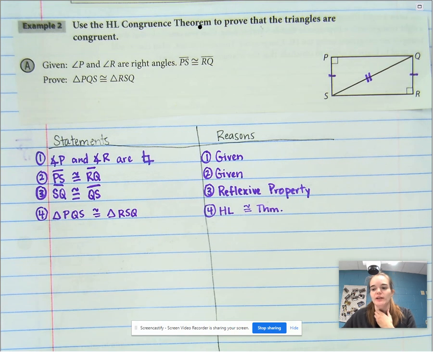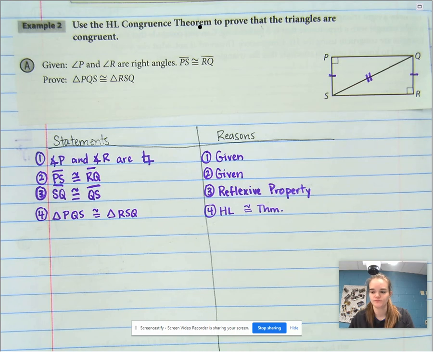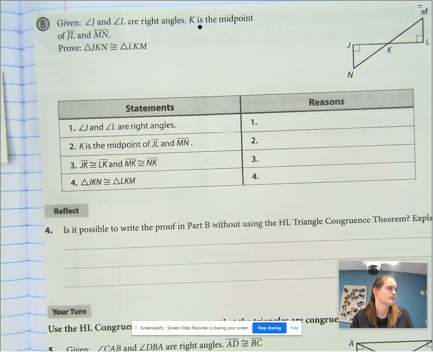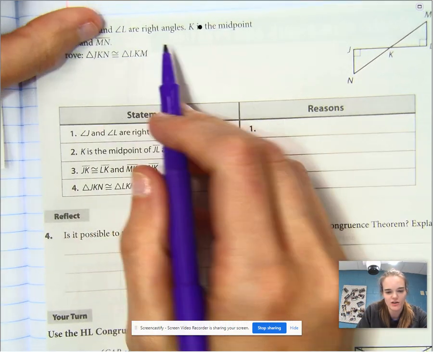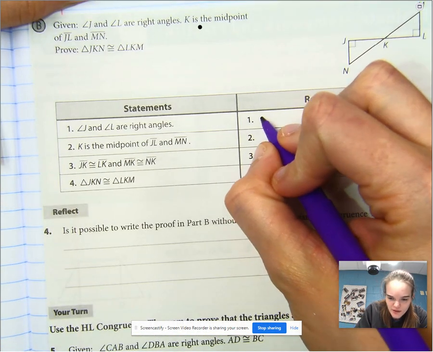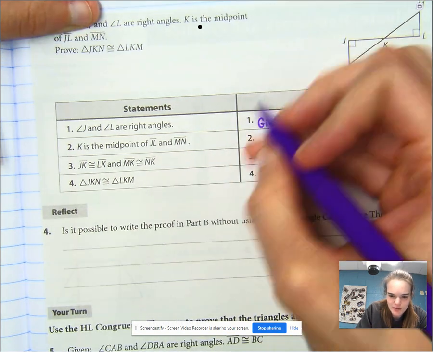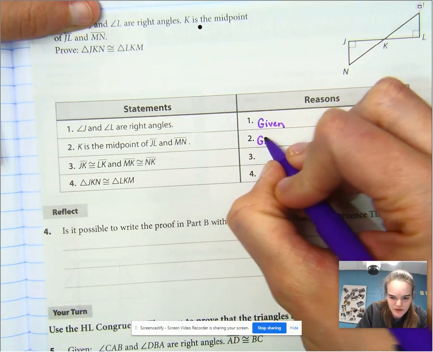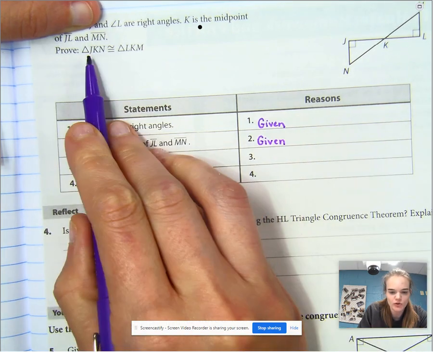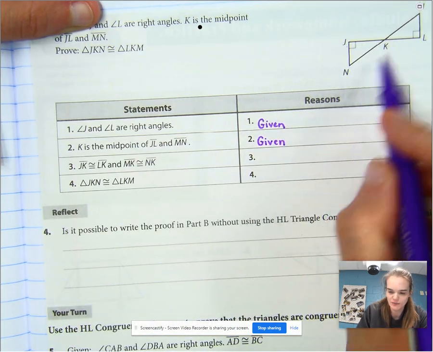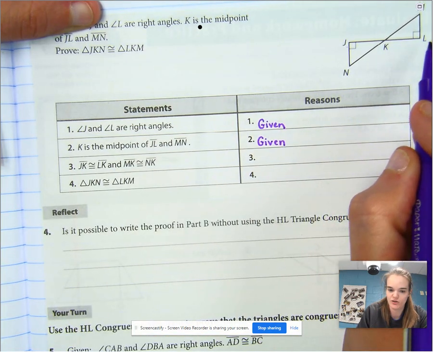Let's look at letter B. Given that J and L are right angles, that's given, it's also marked, and K is the midpoint, given. We are to prove that JKN is congruent to LKM.